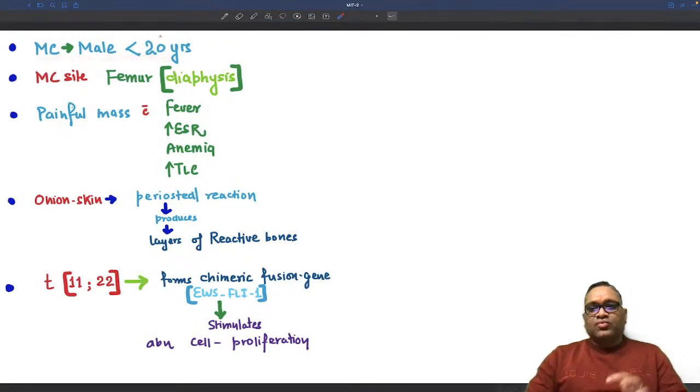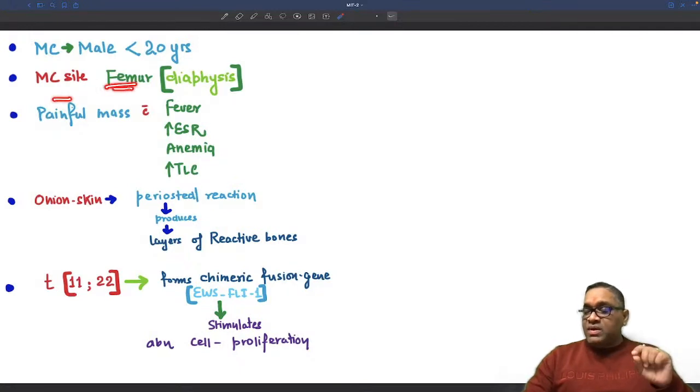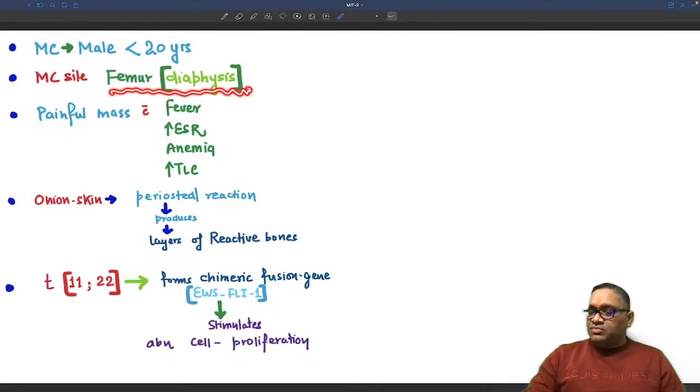Now if you look at Ewing sarcoma, what you have to remember, most commonly it is seen in males, younger males, less than 20 years. Most common site is the femur diaphysis. Now you remember, osteoclastoma is epiphysis. Giant cell tumor was the epiphysis of the femur, but in case of Ewing sarcoma, it is the femur diaphysis which is the most common site.